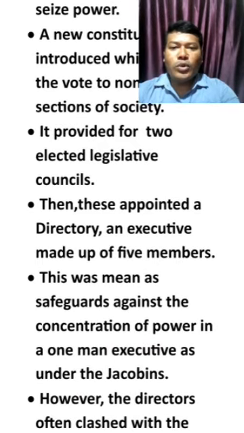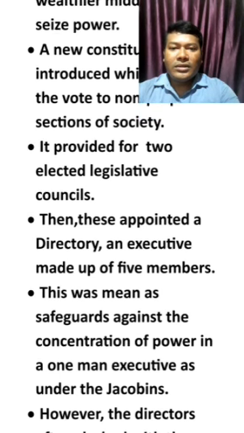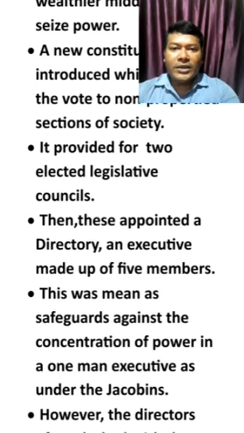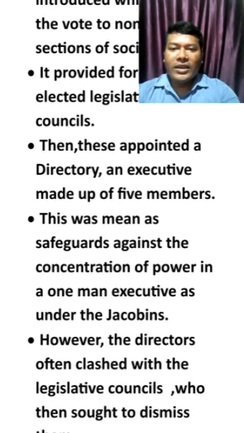It provided for two elected legislative councils. Students, during the time of Robespierre, only he ruled all over France. Now, the new constitution divided power into two sections. It appointed a directory and an executive.